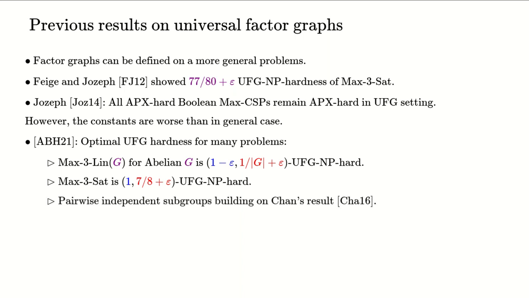They also give optimal universal factor graph hardness for CSPs over predicates supporting a pairwise independent subgroup, building on the work of Siu On Chan. However, until now there were no UFG hardness results for Max-3-Lin in the non-abelian setting.